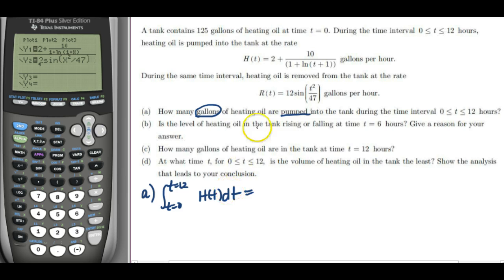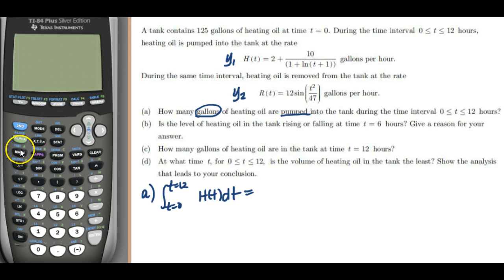Now h of t was stored as y1, so in case we tend to forget, we can always label them as well. They're stored for us. We can go to the home screen, then go to Math 9 to set up our integral from 0 to 12 of h of t, which we stored as y1. So vars, y vars, enter, enter, dx. And the answer is then 70.